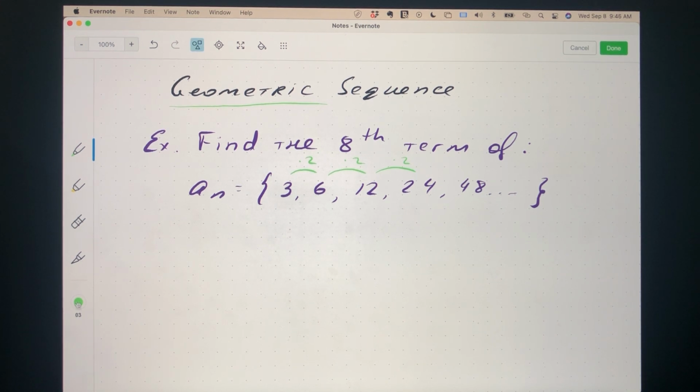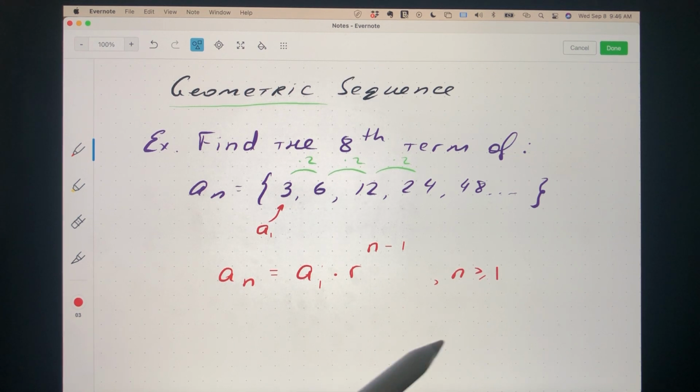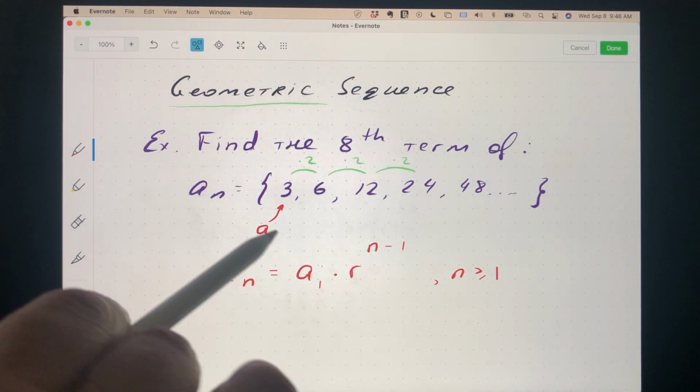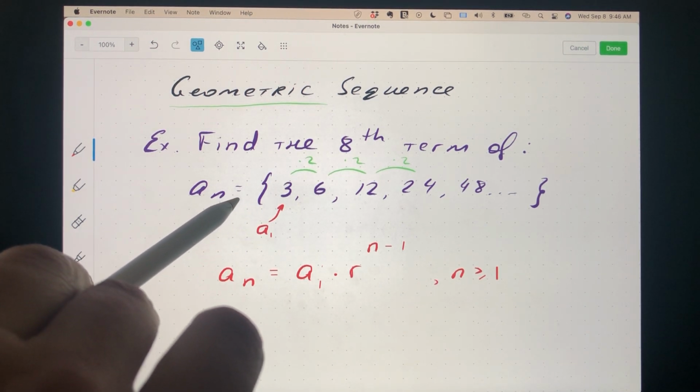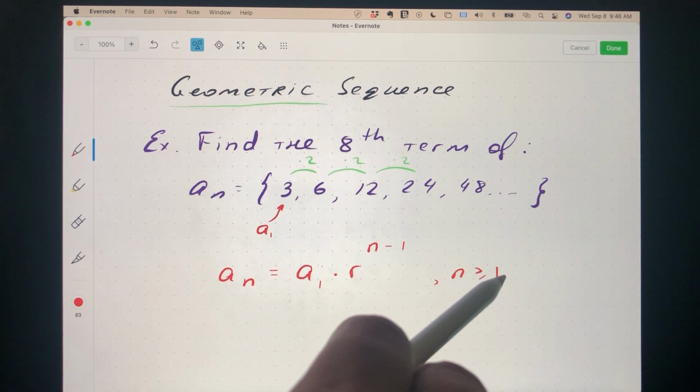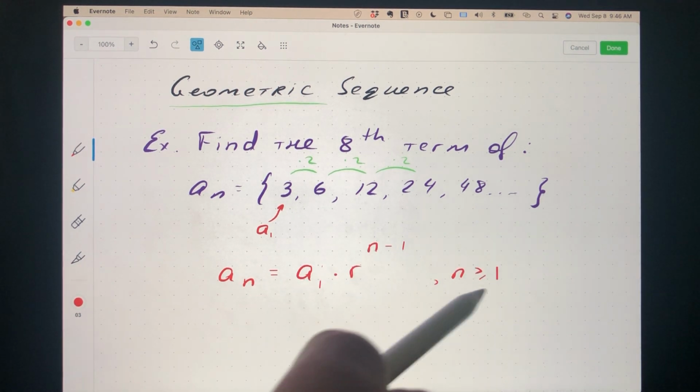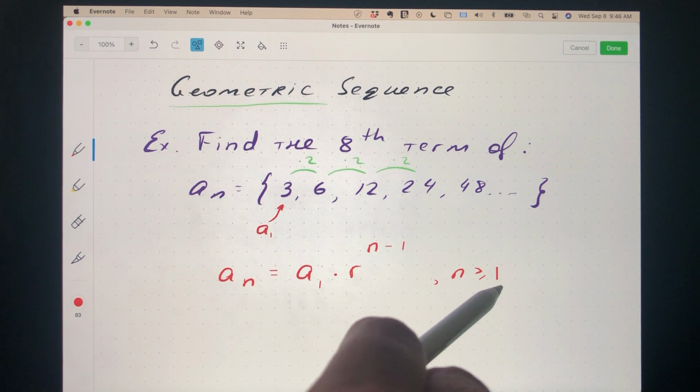So, the general formula for any geometric sequence is a sub n is the first term, times the r, which stands for the ratio, to the power n minus 1. And the n is always greater or equal to 1, because n is the counter. There could be no negative terms, there could be no zero term, because that means there is no terms. So the first term can only be 1, and then the second and the third and so on. So n is always greater or equal to 1.